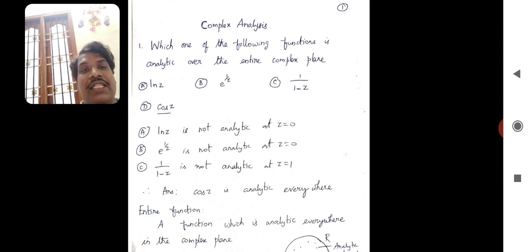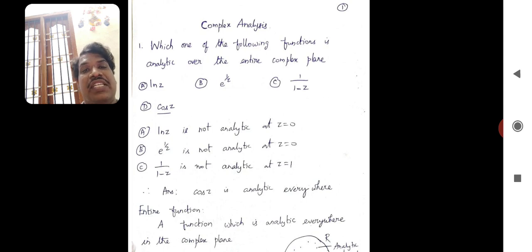Coming to the third choice, 1 by 1 minus z. If you find the derivative of this function, you get minus 1 by 1 minus z the whole square. Again, the derivative does not exist at the point z equals 1. Therefore the function f of z equals 1 by 1 minus z is not analytic at z equals 1, and so it is not analytic over the entire complex plane.